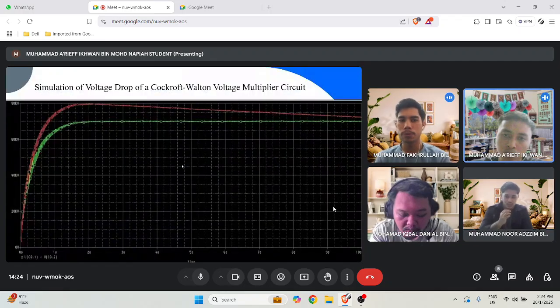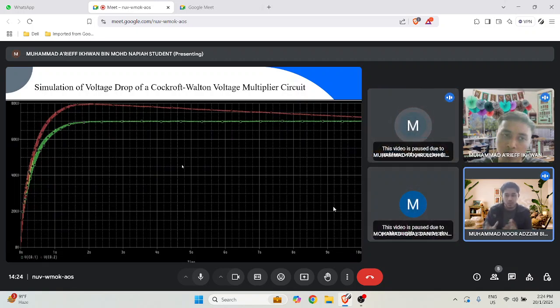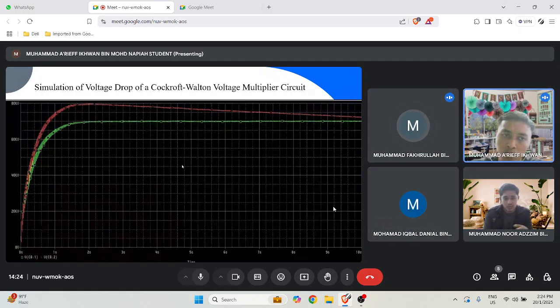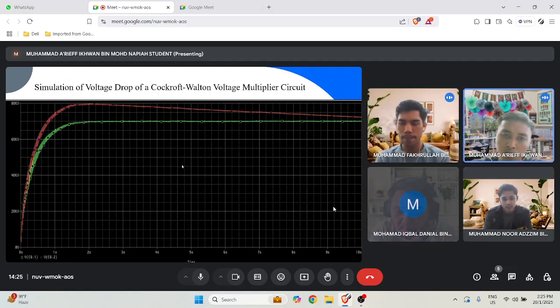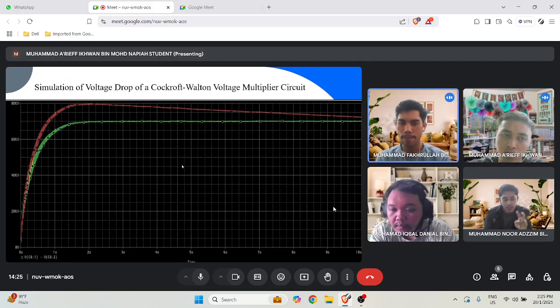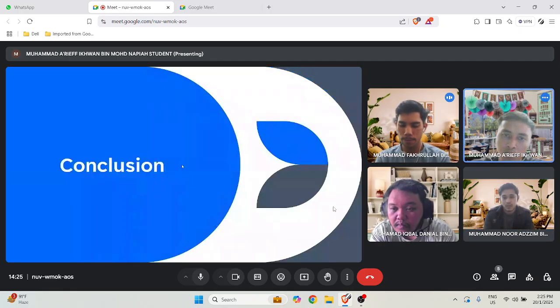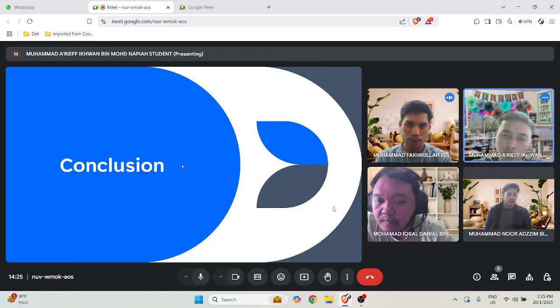Okay, this is a simulation of voltage drop. Even though Madam didn't ask us to produce the graph, I wanted to show how the voltage drop is captured in the circuit diagram. By putting two probes at the end of the capacitor, you will get the result for the voltage drop. The red graph represents the voltage drop. Next slide. Okay, the conclusion will be presented by my colleague, Muhammad Irfan.